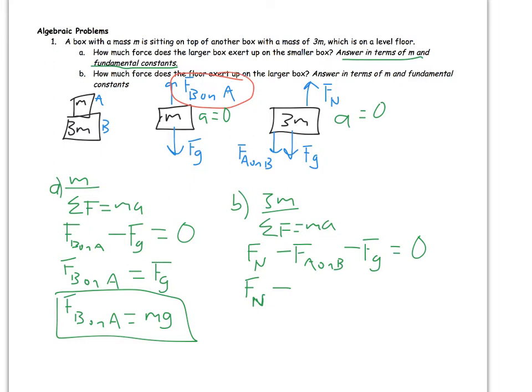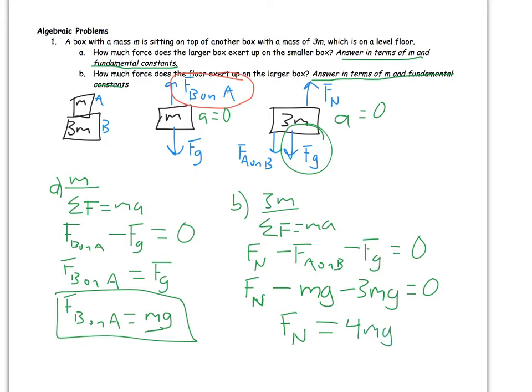So I can say F of A on B is simply equal to mg, which I found in part A here. And then minus the force of gravity acting on the 3m box. So that's going to be 3mg, making that substitution once again. And the reason I'm doing that is I ultimately want to answer in terms of m and fundamental constants. So I need to get that Fg out of there. So I go ahead and solve for Fn, moving both of those over to the right side and combining them since they have that like term of mg. And I get that my normal force, which is the force from the floor, is equal to 4mg.